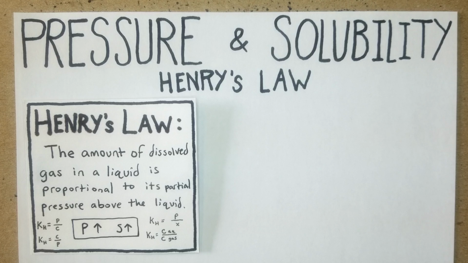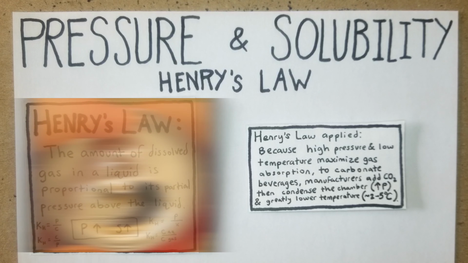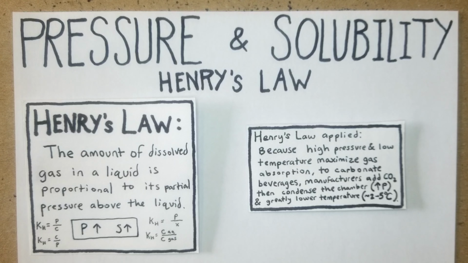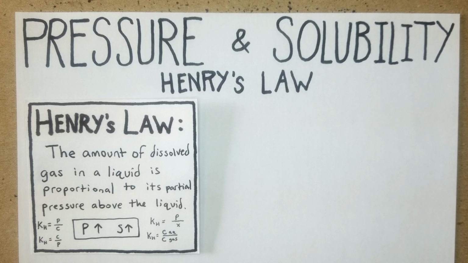One more common application of Henry's law is the soda making process. Because high pressure and low temperature maximize gas absorption, that's exactly what they try to use to create soda. Basically, the manufacturers add the CO2, condense the chamber to increase the pressure, and then greatly lower the temperature. Most, like Coca-Cola and all that, are made between like 2 and 5 degrees Celsius. So anyway, with that covered, we're just going to jump into the first problem here.